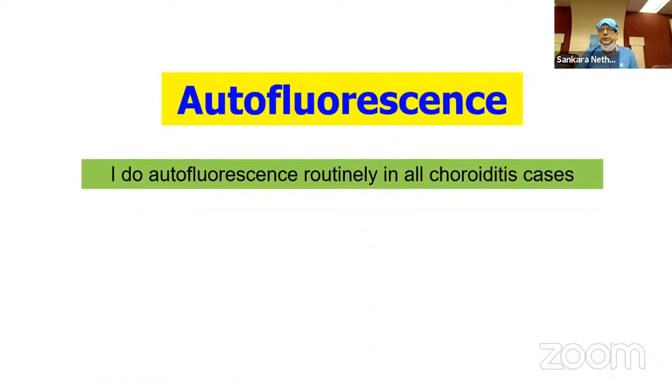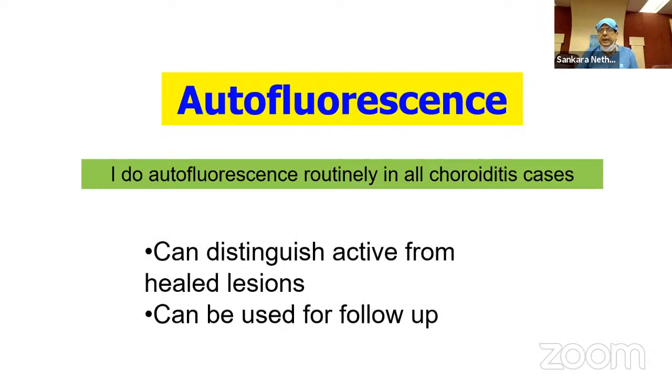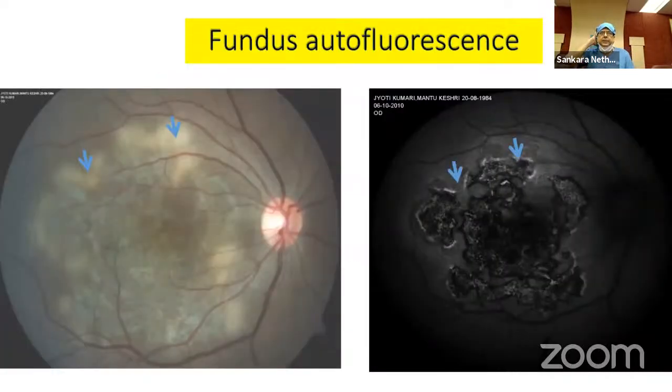So I do autofluorescence routinely in all choroiditis cases, active or healed. It can distinguish active from healed lesions and can be used for follow-up. Here is an example of a mixture of active as well as healed choroiditis. The blue arrow shows the active choroiditis, and correspondingly you can see the hyper autofluorescence at the blue arrows. And the healed lesions here, the yellow-orange arrow, show hypo autofluorescence. So you can distinguish active from healed lesions.